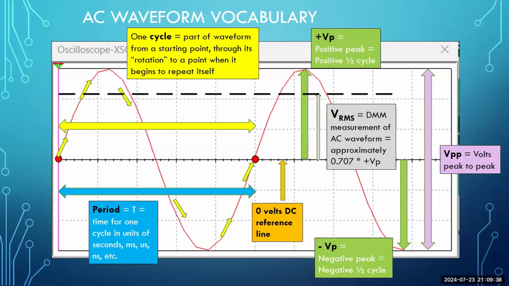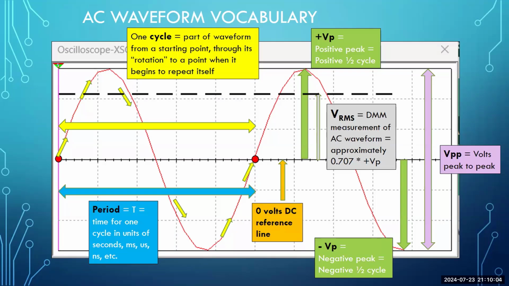Time is measured in units of seconds, milliseconds, microseconds, nanoseconds, etc. We'll show you how to read information off the oscope in the next few slides, but let's just make sure you have these vocabulary elements written in your journal. So cycle is the most important definition. Period is another very critical definition.